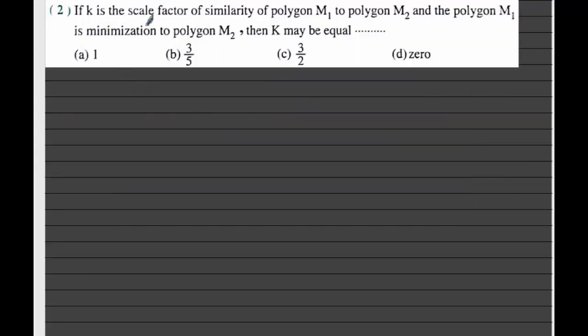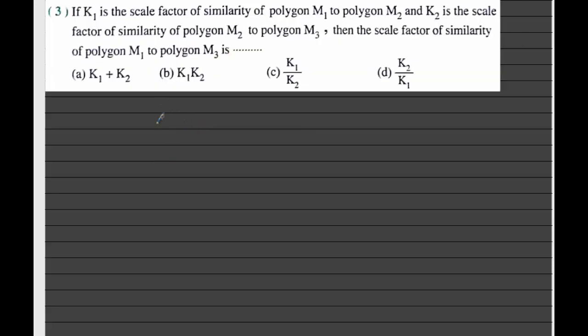Question number 2. If K is the scale factor of similarity of polygon M1 to polygon M2 and polygon M1 is minimization to polygon M2, then K may be equal 1 or 3 over 5 or 3 over 2 or 0. Here we have M1 is minimization to polygon M2, so the scale factor K must be greater than 0 and less than 1, so we choose letter B. Letter B here.